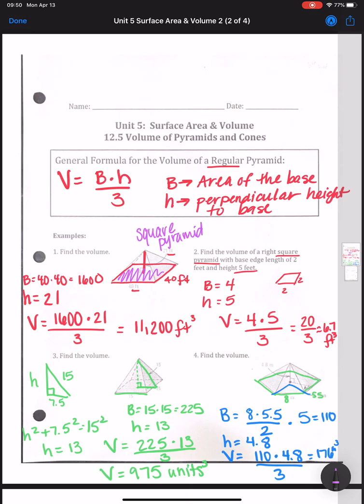The same thing for number 2. They told us it's a square pyramid. Number 3, the base is still a square. So this one's also a square pyramid. But number 4 is not a square pyramid because the base on this one is a pentagon. So this one is a pentagonal pyramid.